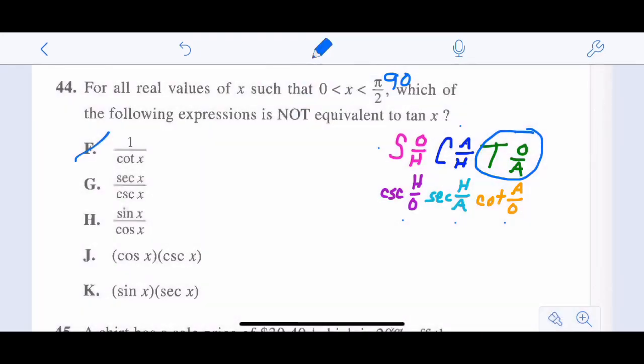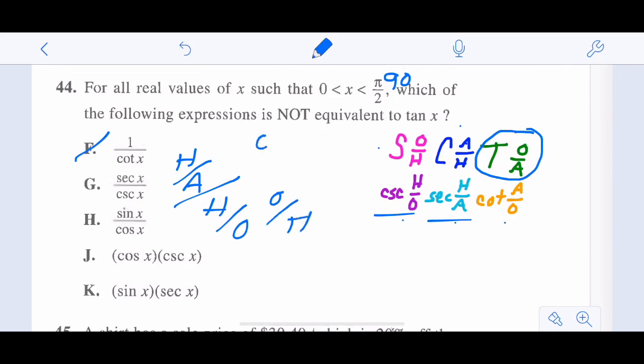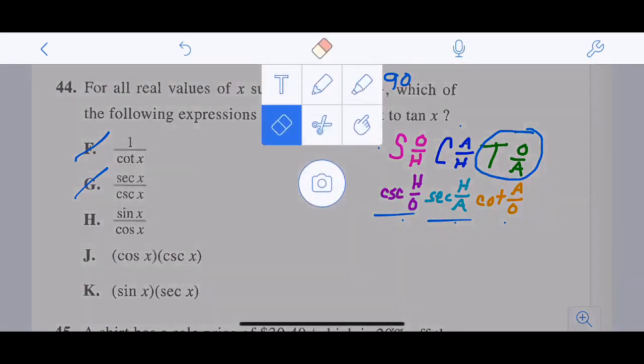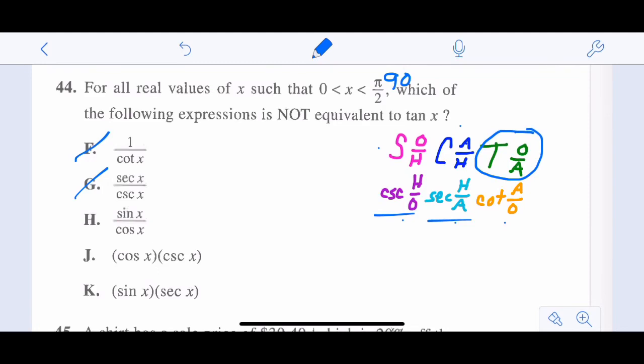So secant of x, secant is hypotenuse over adjacent, cosecant is hypotenuse over opposite, opposite times hypotenuse, right? So these all end up canceling and we have opposite over adjacent. So that one is equivalent as well. So then choice H, sine over cosine.